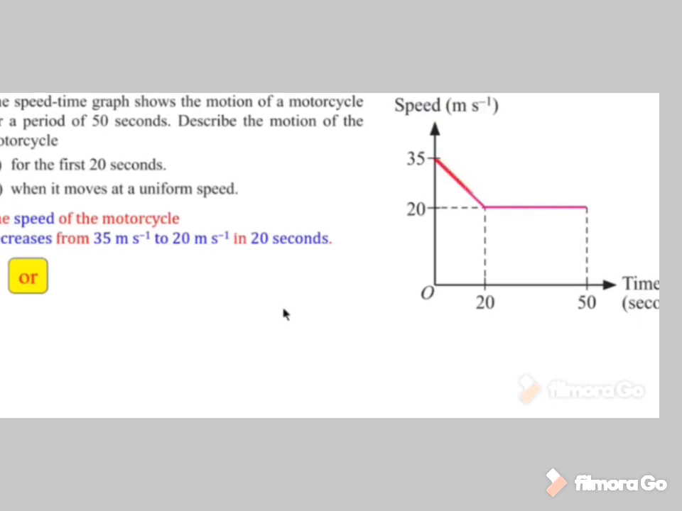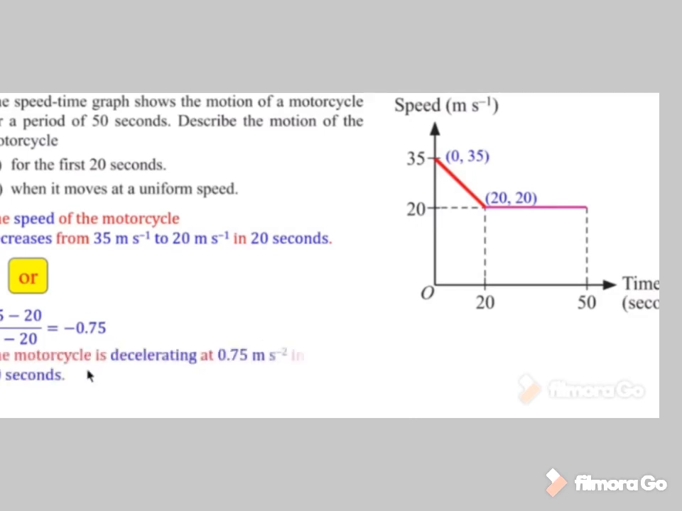Or we can use the gradient method. For the straight line in red, first we label the points (0, 35) and (20, 20). Then we find the gradient using the formula y2 minus y1 over x2 minus x1. So the answer is negative 0.75. The negative represents deceleration. So the motorcycle is decelerating at 0.75 meters per second per second. Please do not write negative, because the word decelerating represents negative.